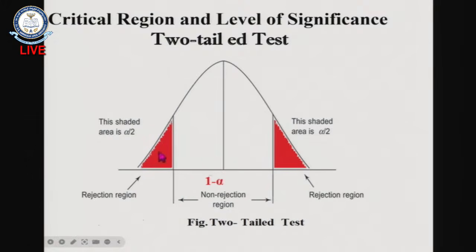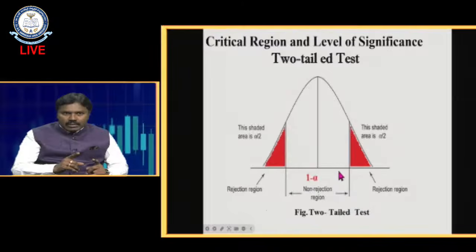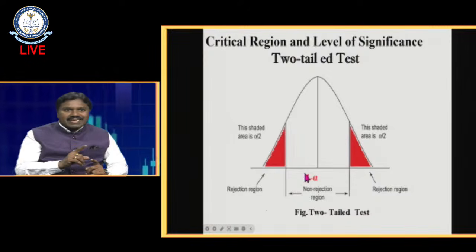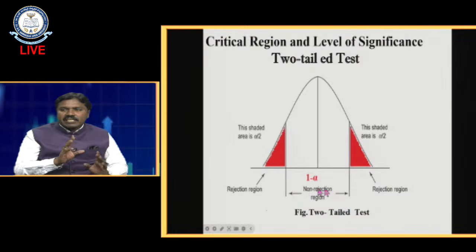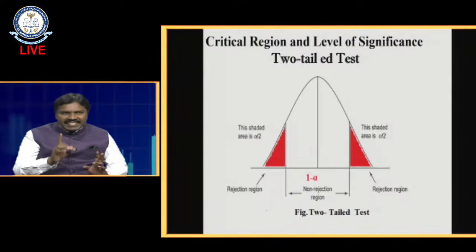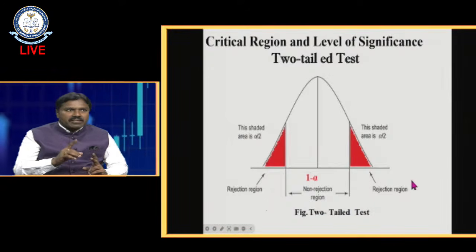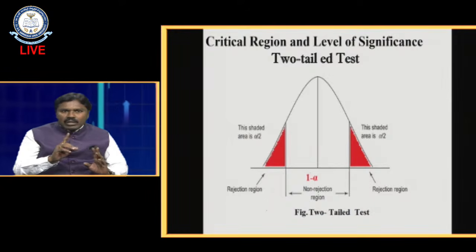That means the left side is alpha by 2, and this side is alpha by 2. Alpha by 2 plus alpha by 2 is alpha. The remaining region is the rest of the total area, since the total probability is always 1. Already we know that, so 1 minus alpha tells about the non-rejection region. Alpha is the rejection region and 1 minus alpha is the non-rejection region.